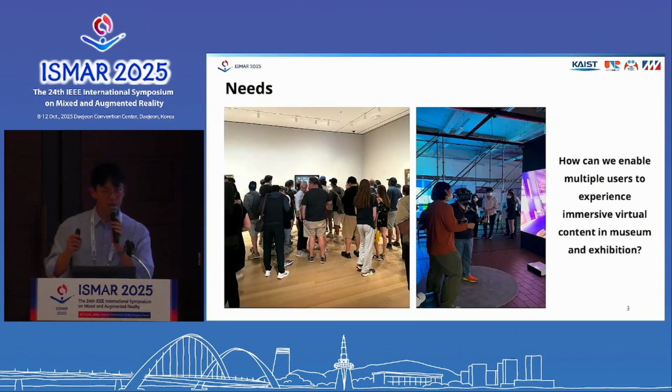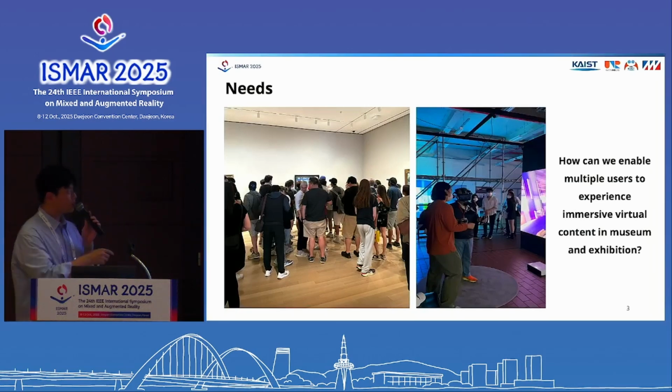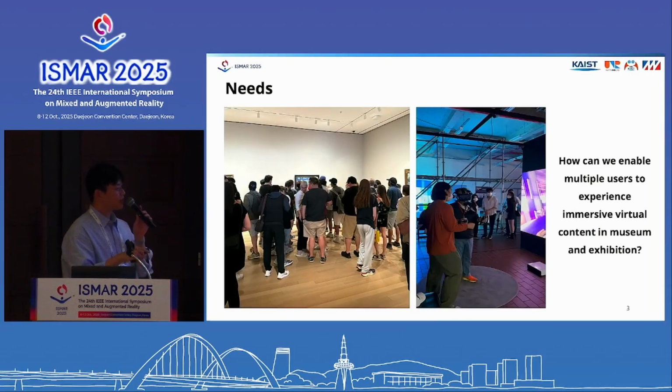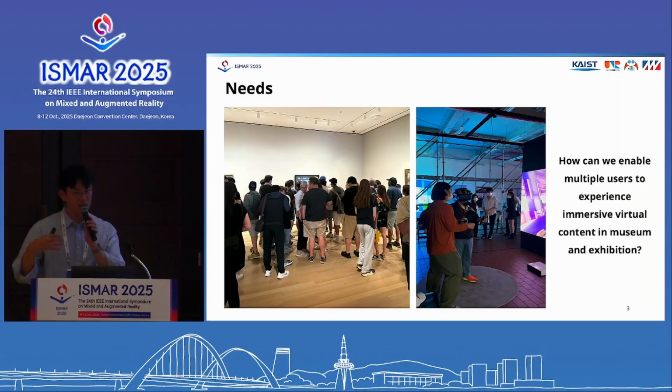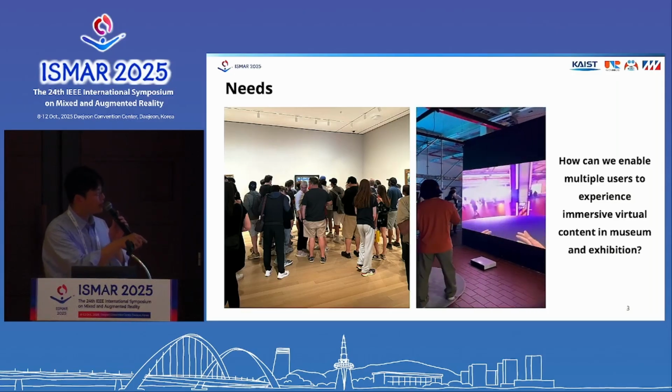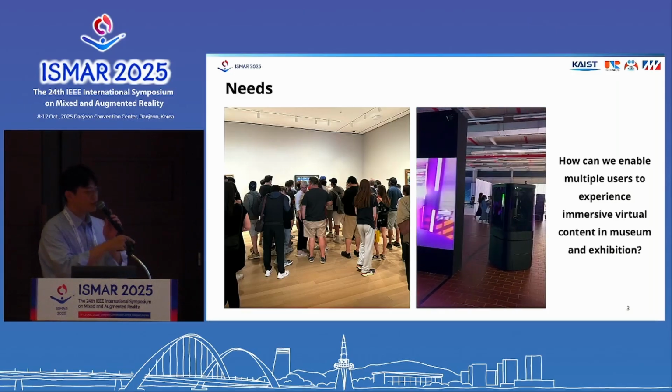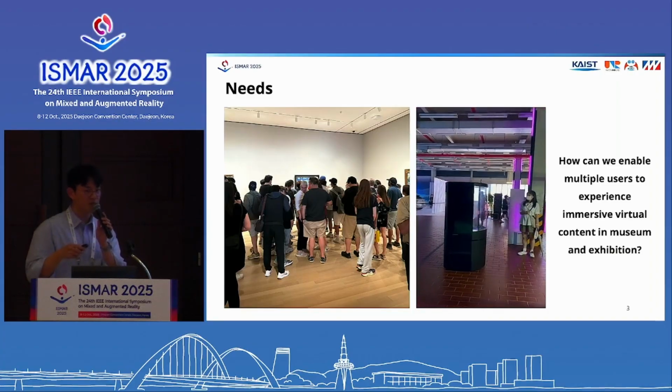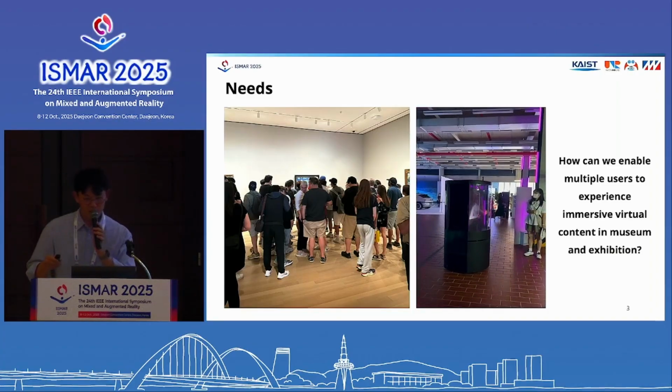The problem I focus on in this research: this is what I took at the Metropolitan and MoMA in New York. As you can see, if it's a famous artwork, there are going to be huge audiences here. In this case, it's really hard to afford this number of HMDs for all participants. I've also conducted this kind of VR exhibition, and in that case, all participants have to queue to experience it. So the research question is how can we enable multiple users to experience immersive virtual content in museums and exhibitions?